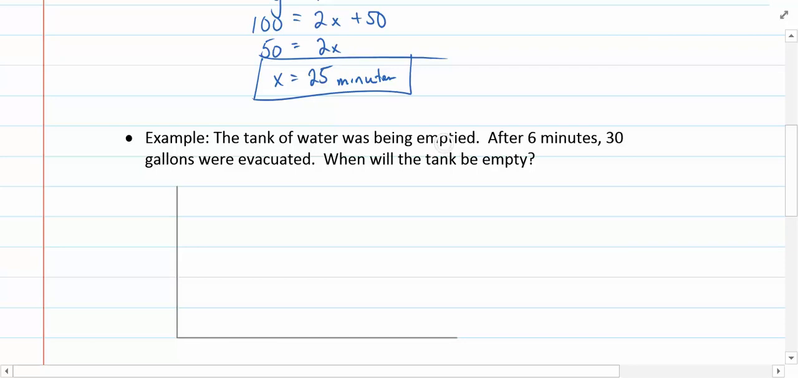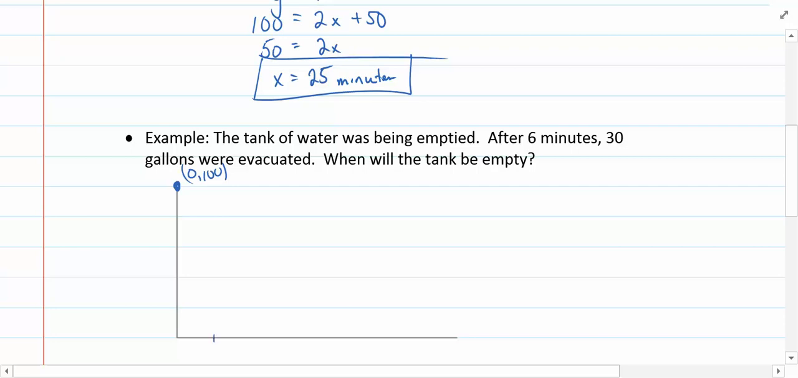The tank of water is being emptied, so we know we started at 100 gallons. This one's here at 0, 100. That tank that we were dealing with before is now being emptied. So we're starting at 0 time and 100 gallons.